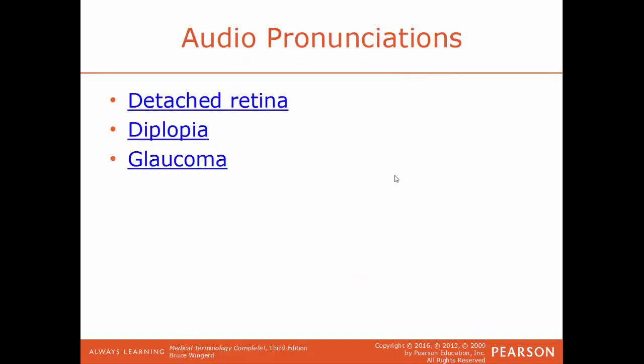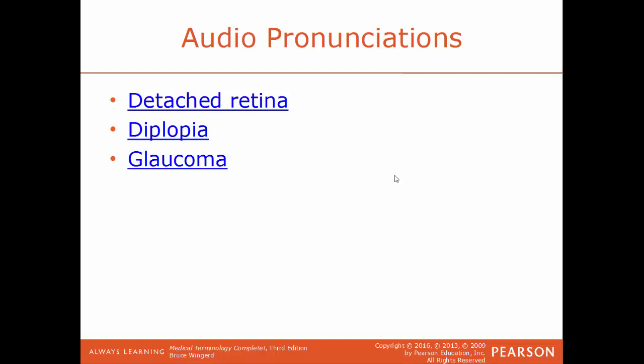So our next term, detached retina. This is where the retina actually becomes detached from the choroid or the tissue lining of the eye itself. Now this is a very serious and an emergency situation. Diplopia is another term for having double vision.